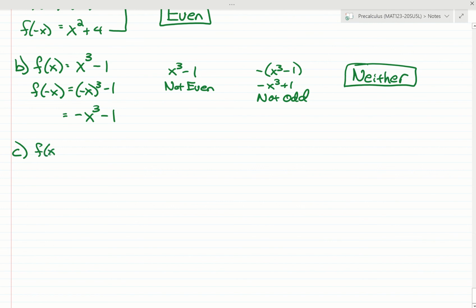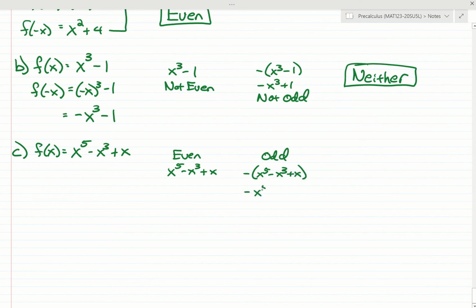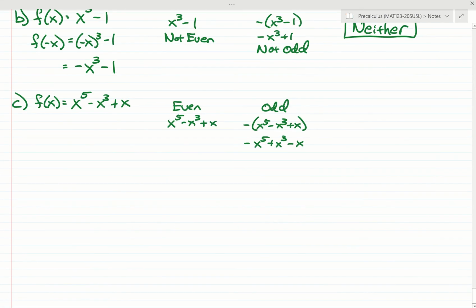What if we said f of x was equal to x to the fifth minus x to the third plus x, something like that. Now if the graph was even, we would expect to get the same thing if we plugged in the opposite of x. If the graph is odd, we would expect to get the opposite of x to the fifth minus x to the third plus x, or negative x to the fifth plus x to the third minus x. So let's see what happens.